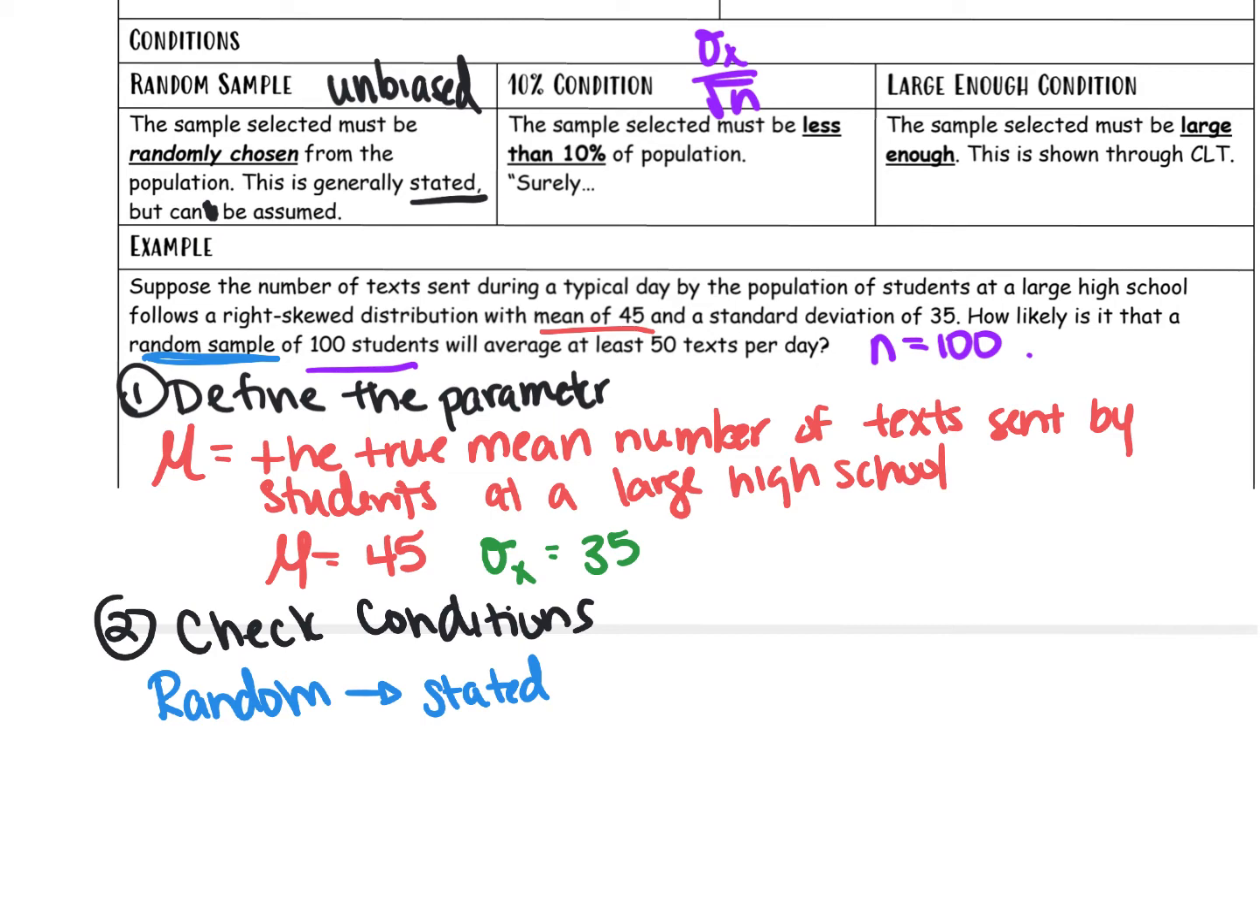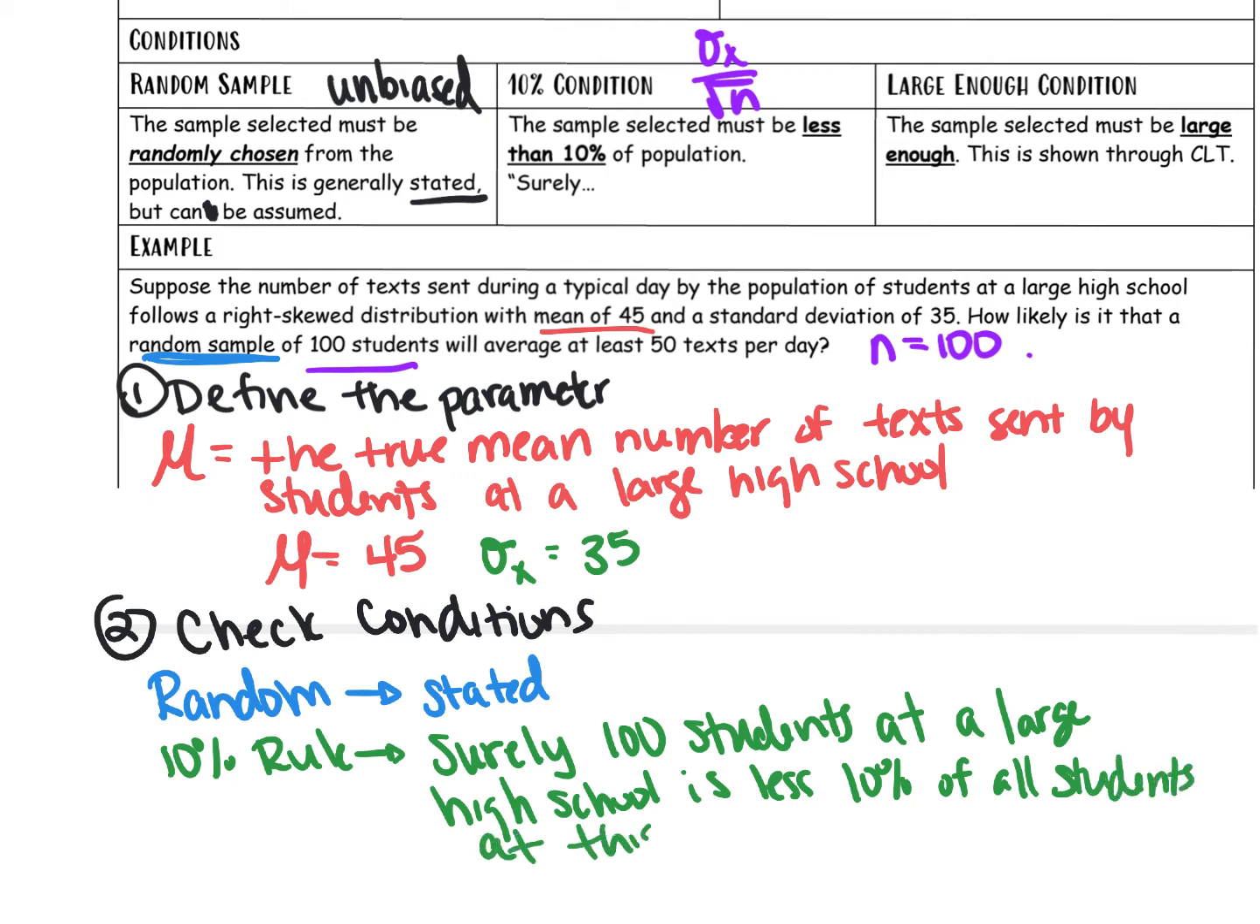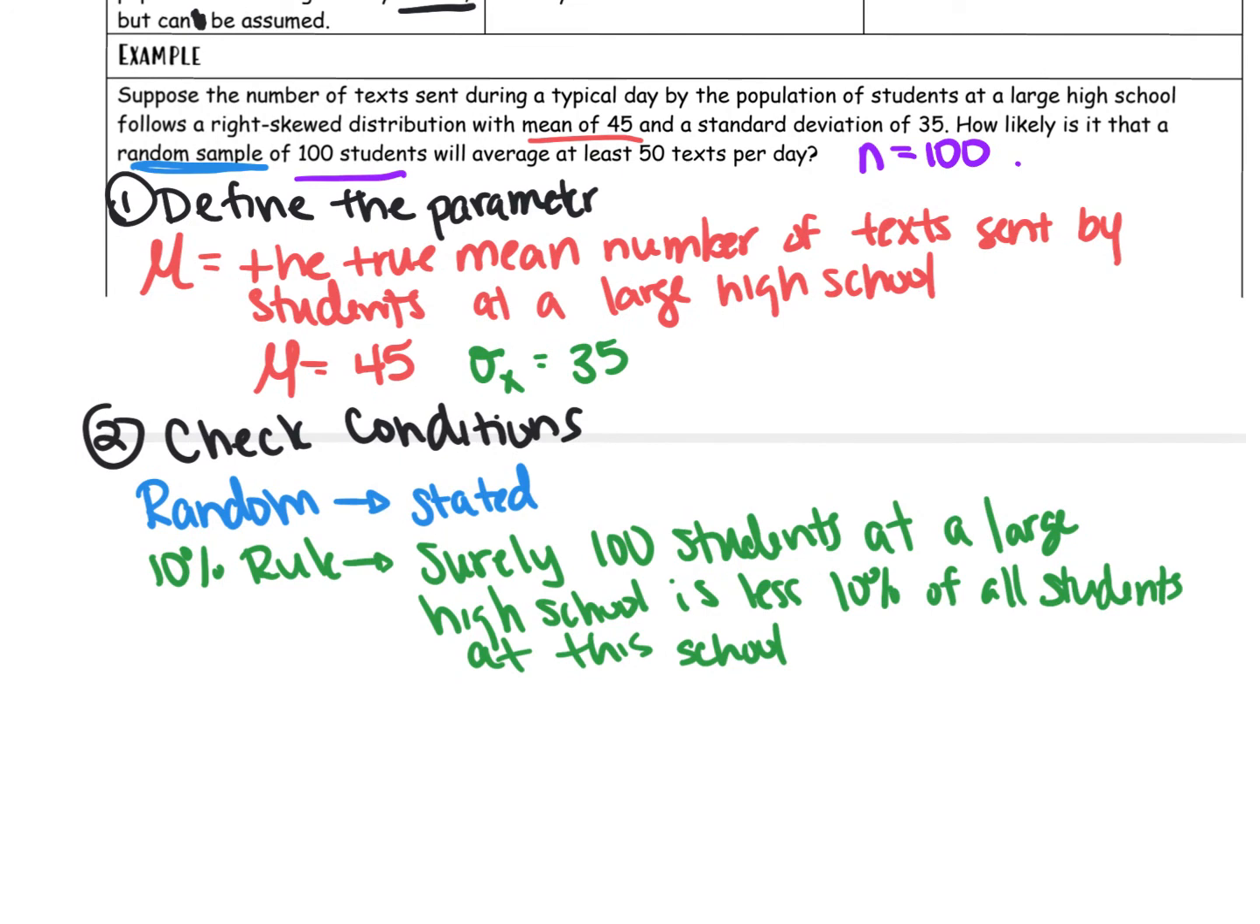Second condition we're going to check is the 10% rule. And the 10% rule says, surely 100 students at a large high school is less than 10% of all students at this school. So there goes basically our independent statement.